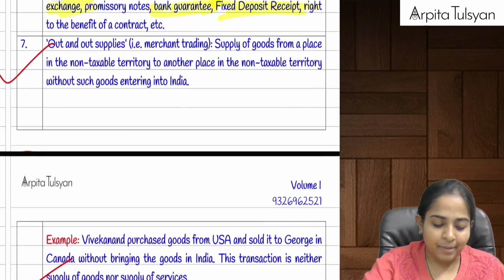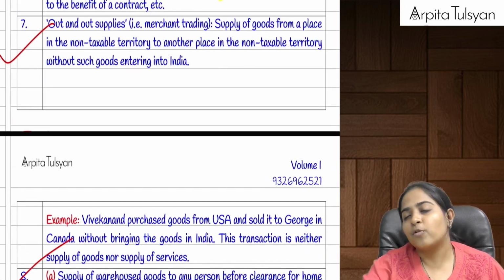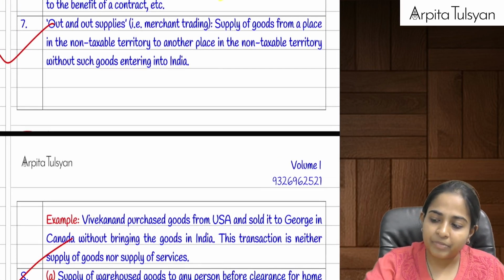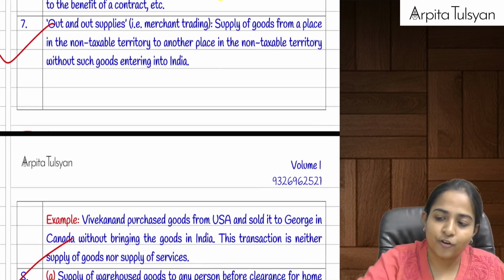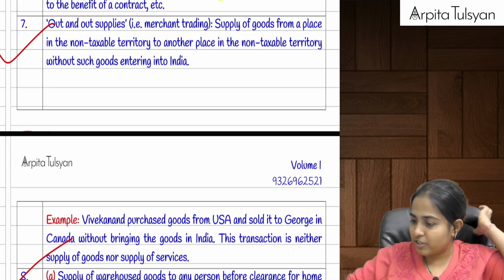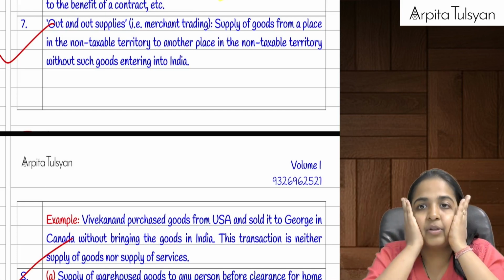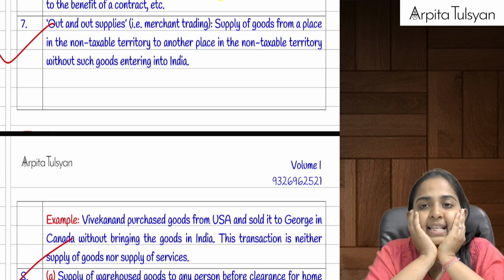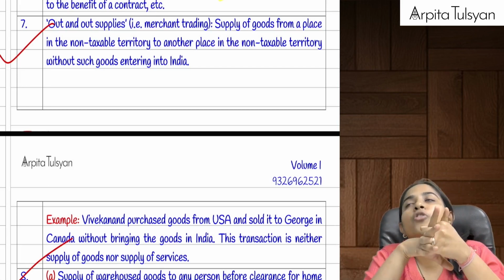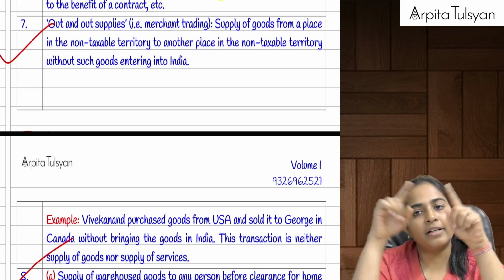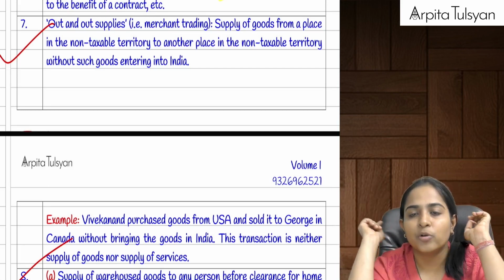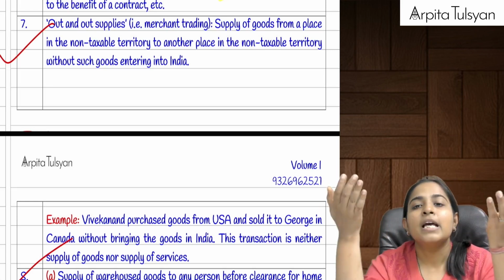The next point was actionable claims other than betting, lottery and gambling. That will not be liable to GST. The 7th and 8th points are not actually relevant for CA Intermediate students; they have to be referred to specifically by the CA Final students. The 7th point is talking about out and out supplies. You are sitting here in India, doing merchant trading from one country to another country. And the 8th point was you have imported the goods.